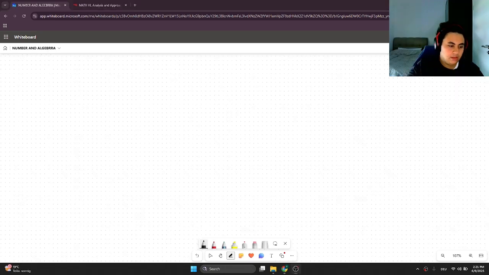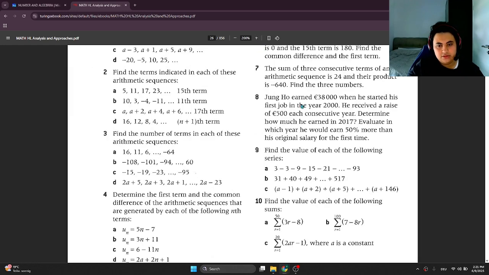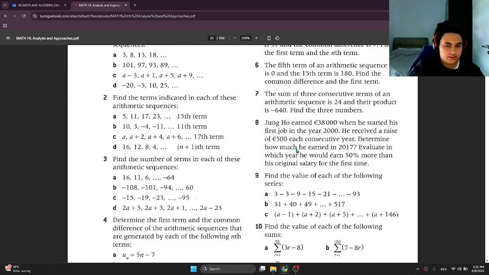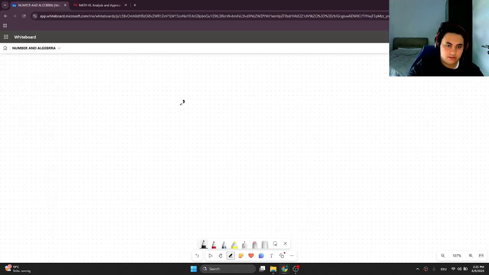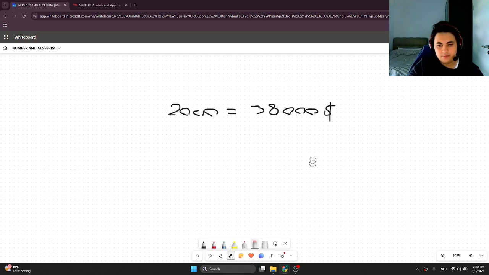Okay, next question. So the next question is not really testing arithmetic or geometric sequences as much, or not really at all, to be honest. It's just a general logical financial question, okay? So Jung Ho earned 38,000 when he started his first job in the year 2000. So in the year 2000, he had how much? 38,000. Let's assume dollars. Oh, it's euros. So, 38,000 euros. Okay?